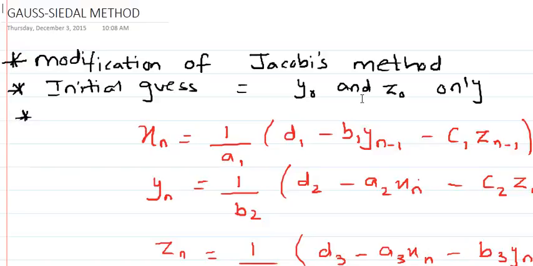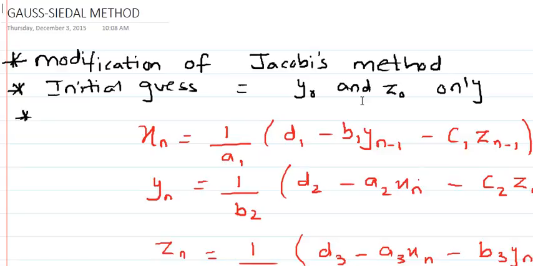In today's lecture, I will be describing the Gauss-Seidel method. What is the Gauss-Seidel method? It is a modification of Jacobi's method. In place of substituting the same set of values in all three equations, as we did in our previous lecture, we use in each step the value obtained in the earlier step.